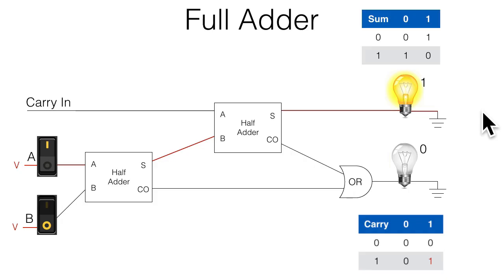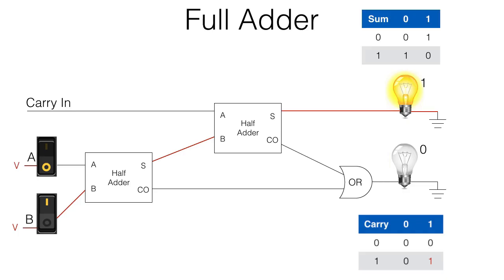All right, let's go to the next one. All I did was just switch it. Now the B circuit is on. So see, now I'm adding 0 plus 1. I don't have a carry in bit, so that's just set to 0. And what do I get? This one is turned on for the sum.